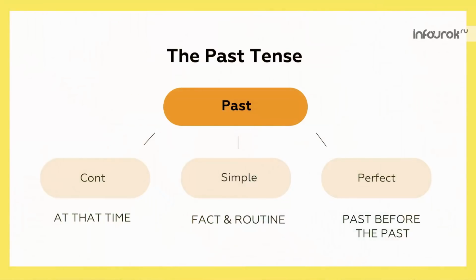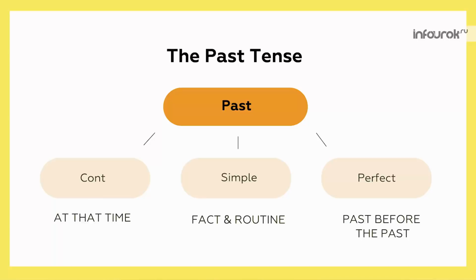It follows more or less the same pattern as the present tense, which makes it very convenient for us as teachers of English. So we have the past continuous at that time. What was happening at that time? For example, yesterday I was watching television with my family when the doorbell rang.